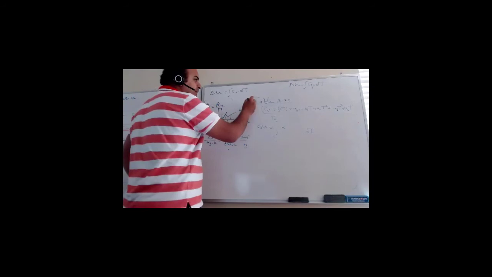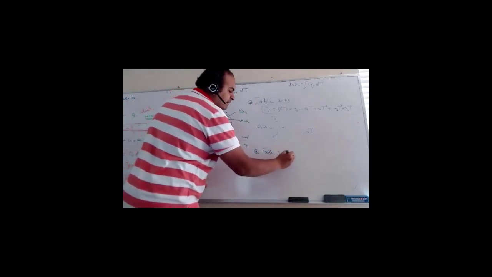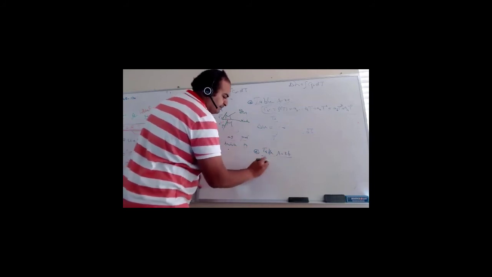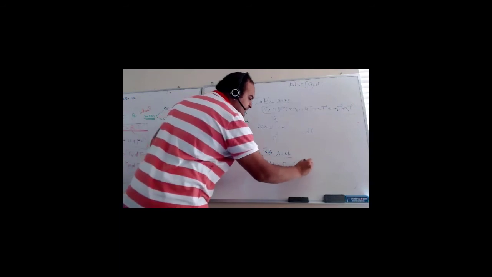Or, this is 2C. If you use table A2B, you can simply say delta U equals Cv average times T2 minus T1.